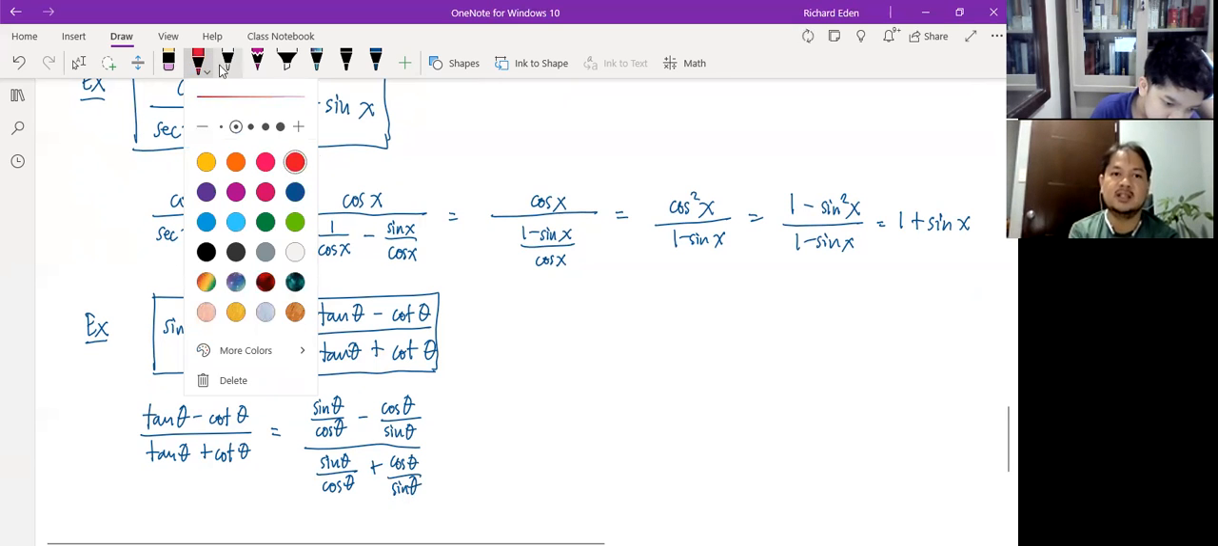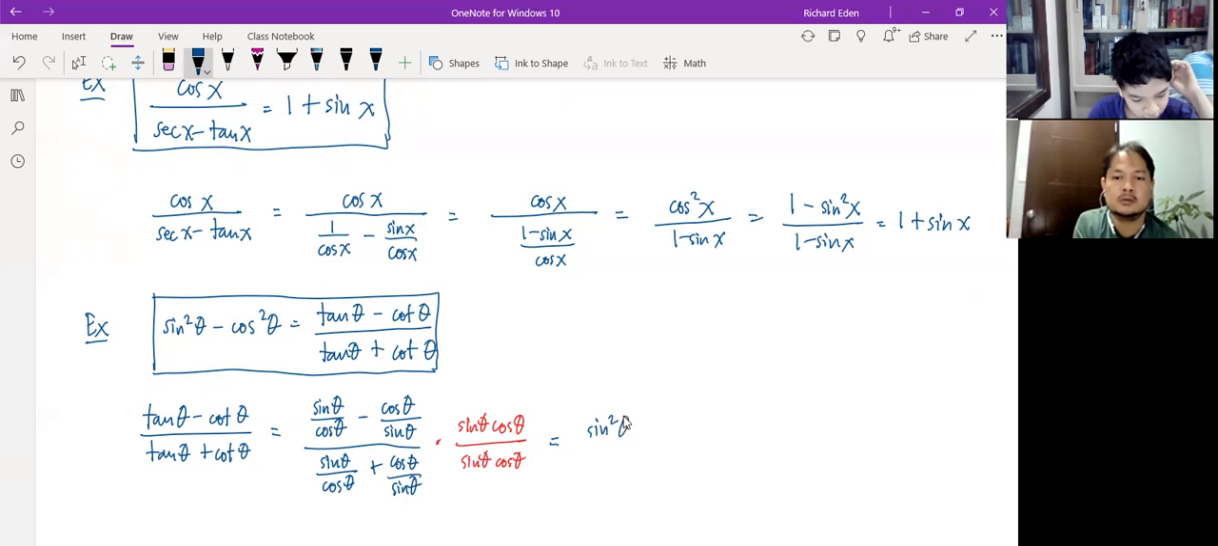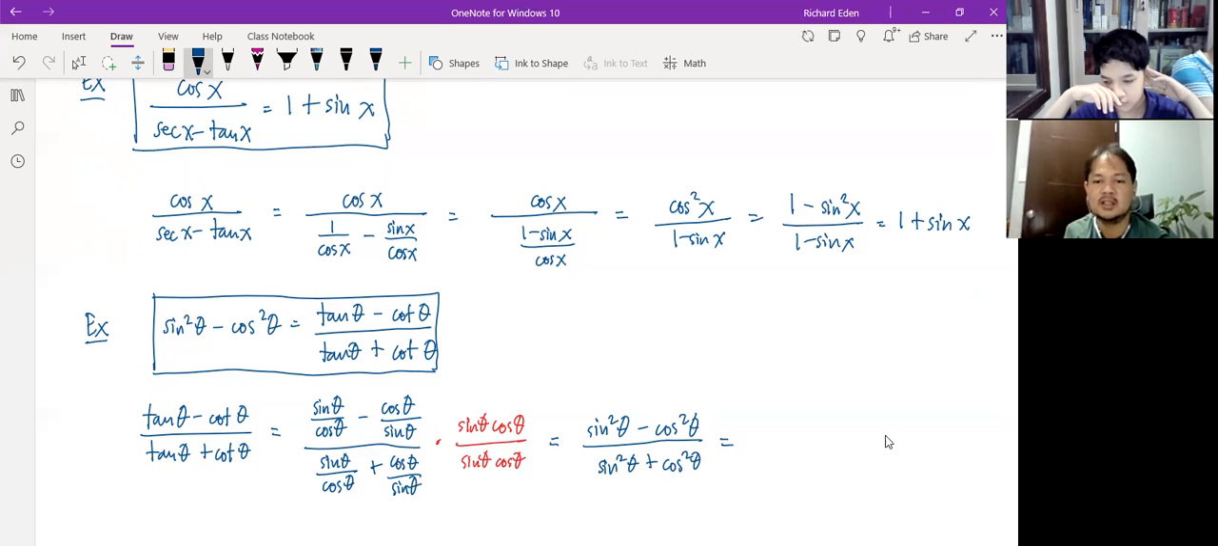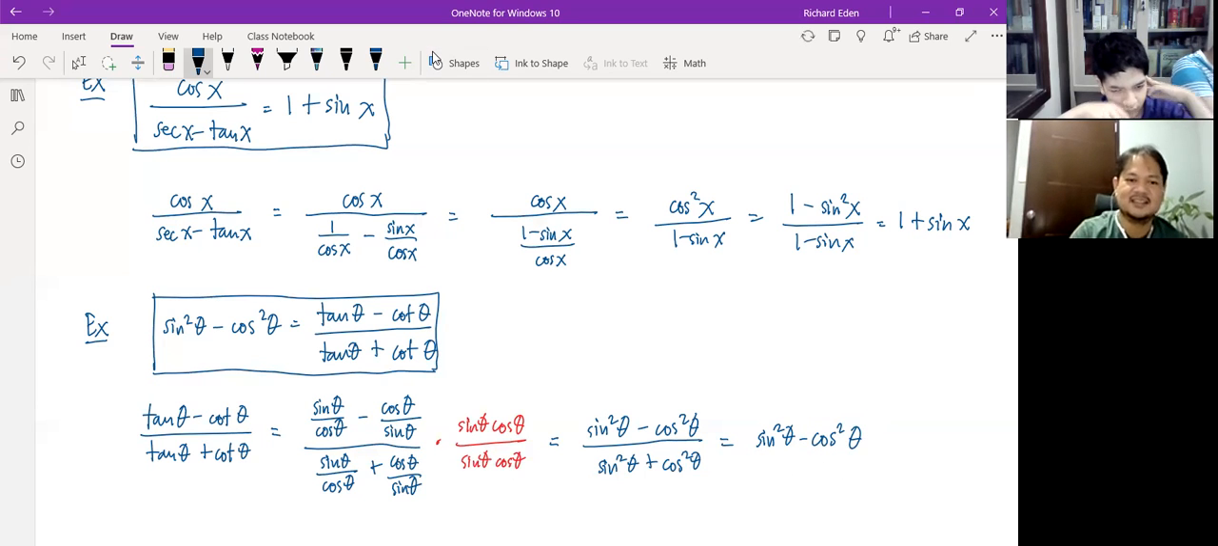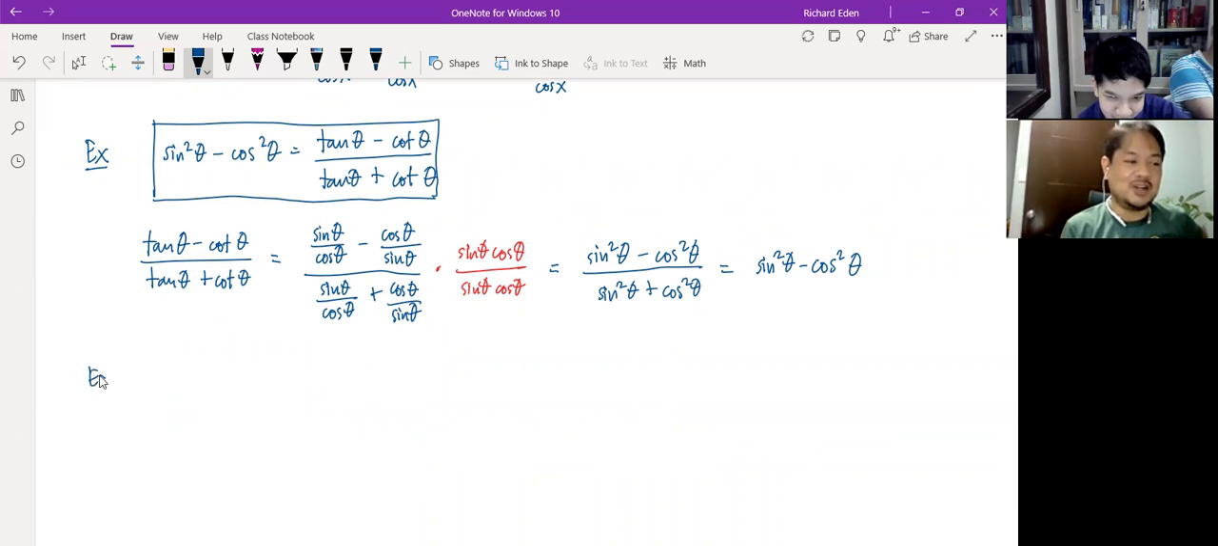Let's multiply by, just to clear fractions, sine theta, cosine theta, over sine theta, cosine theta. And then the denominator is 1. Actually, that's it. Bro, literally solved it without even attempting to solve it. Yeah, we didn't have to do anything with the right side.